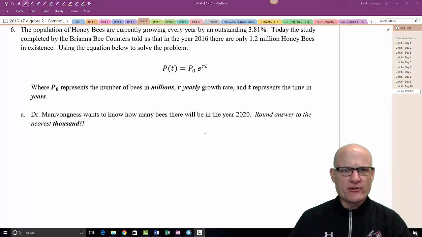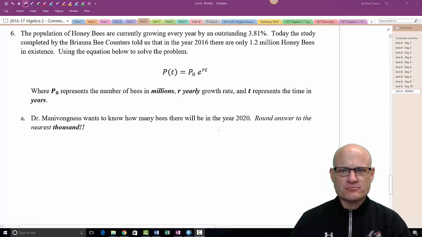The population of honeybees are currently growing every year by an outstanding 3.81%. By the way, we need bees to pollinate things, so you actually need bees. The study today, completed by Brianna, how do you say that? Brianna. Brianna bee counters told us that in the year 2016, there were only 1.2 million honeybees in existence. Use the equation below to solve the problem.